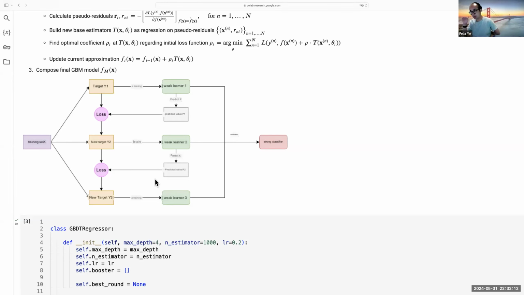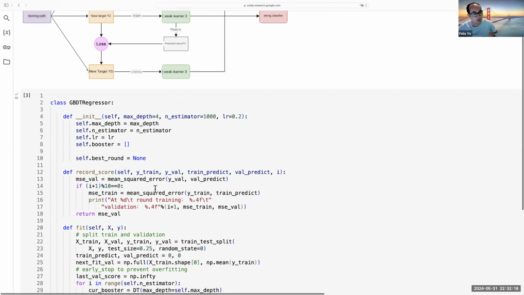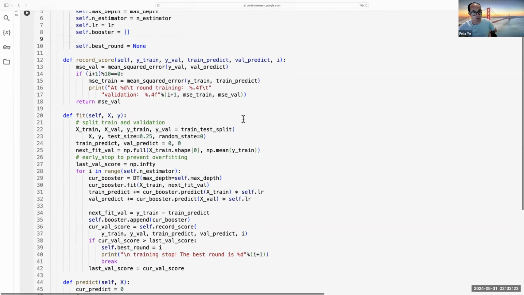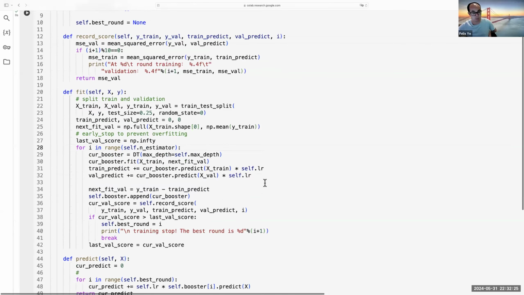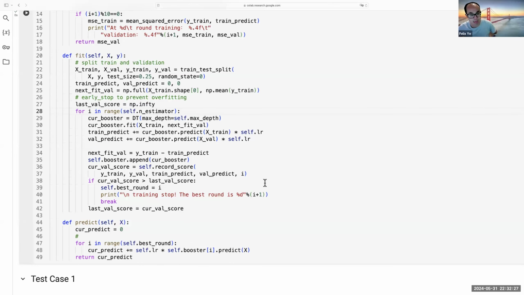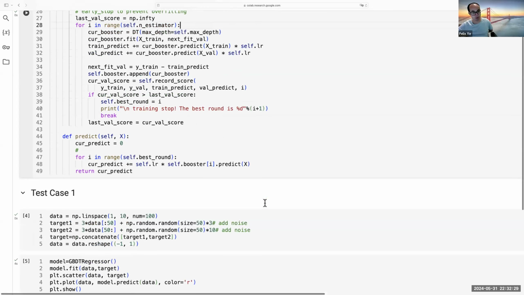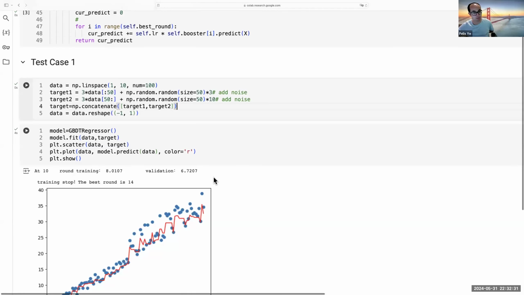So at each step, the biggest difference here, as I said, is that we're trying to approximate the residues. This is basically the class functions that we have. I don't want to get into too much detail, but this basically shows how we actually implement everything from scratch.